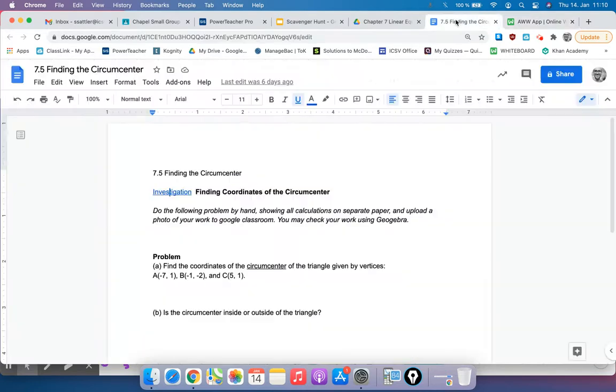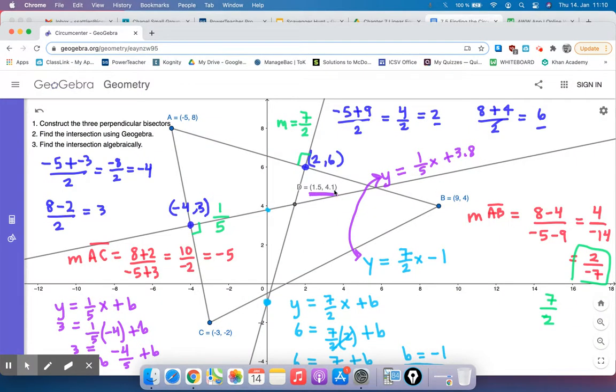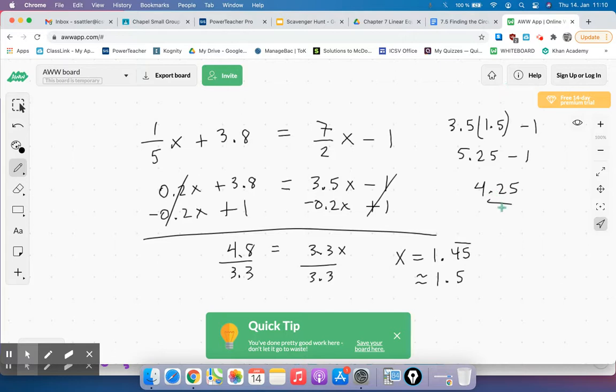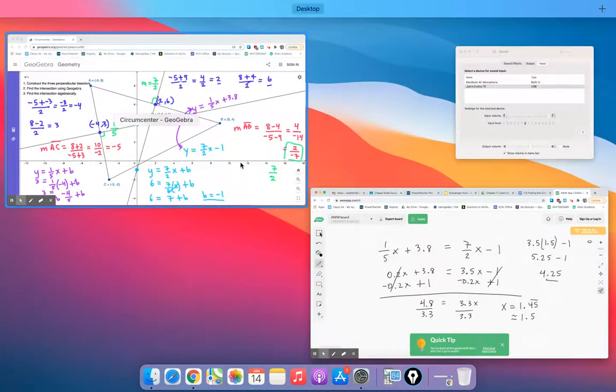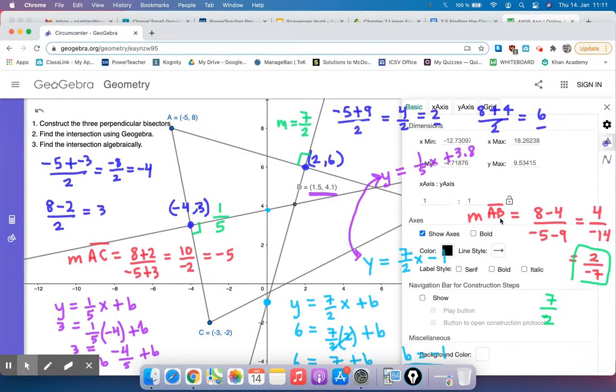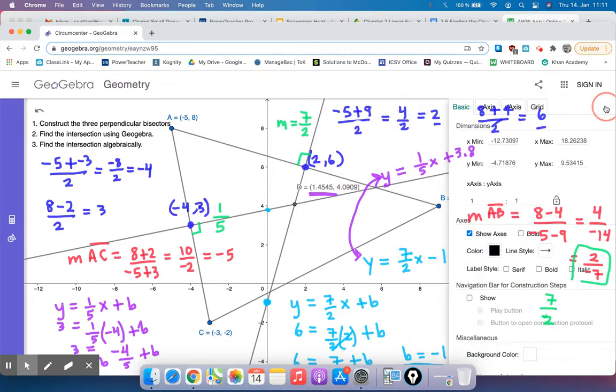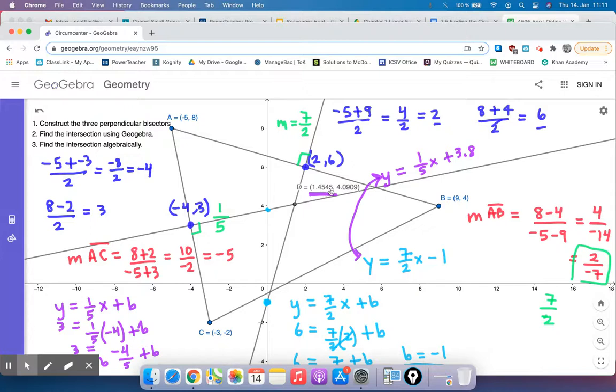And so then when we go back to GeoGebra, they put 4.1. So that seems a bit off to me because we should round that to 4.3 if we're in the business of rounding. So let's see what GeoGebra is doing. If we change the settings and we go out a few more decimal places. Okay. Yeah, so 1.4545, that was right. And this should be 4.09, so that's why they put 4.1.